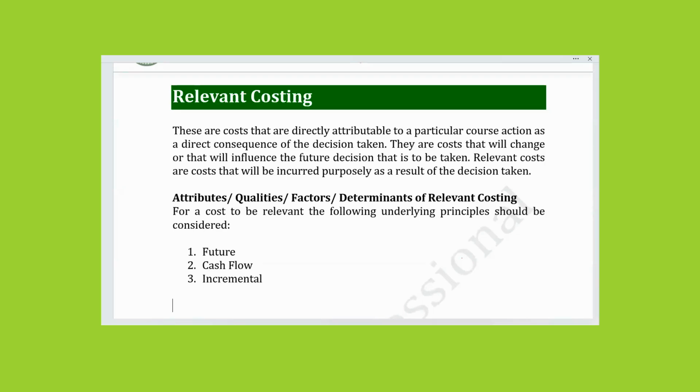The following are some of the principles of relevant costing. You then begin to analyze it. Number 1, future. Number 2, cash flow. Number 3, incremental. That is not sufficient. You can never earn your full marks. You need to explain, what do you mean by future? What is cash flow? What is incremental? All right. So let's do it one after the other.